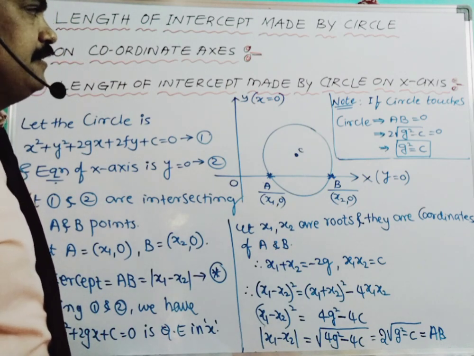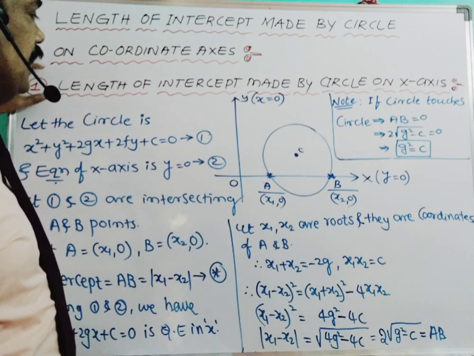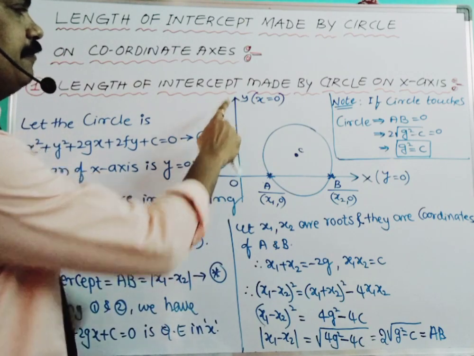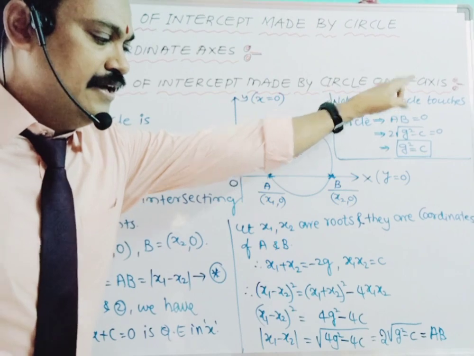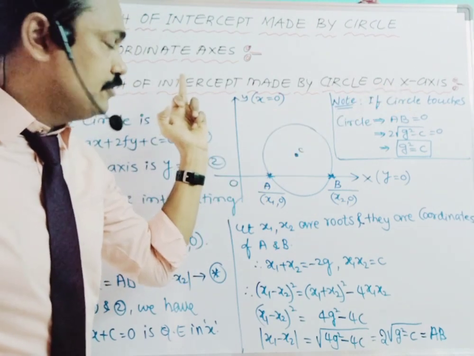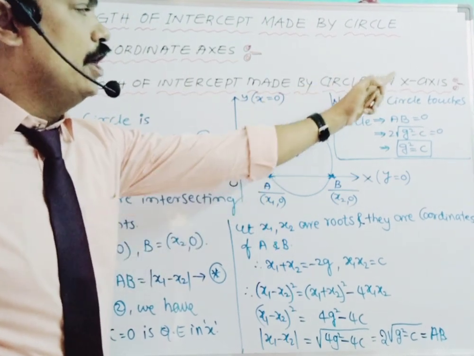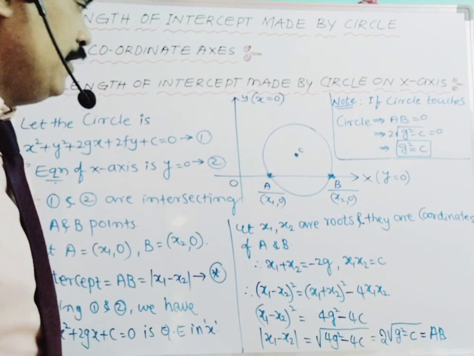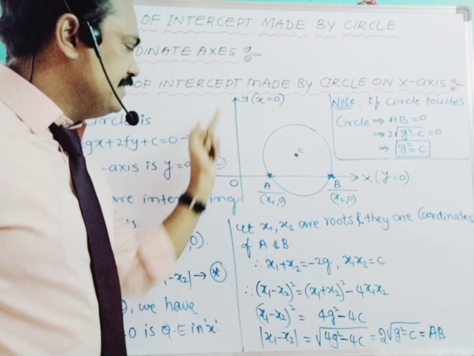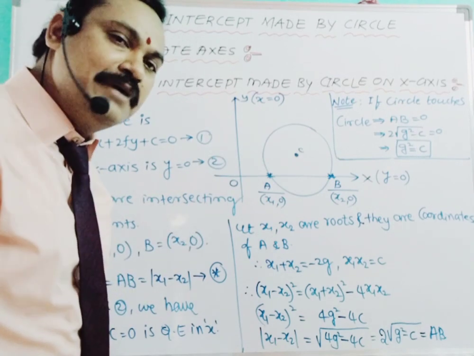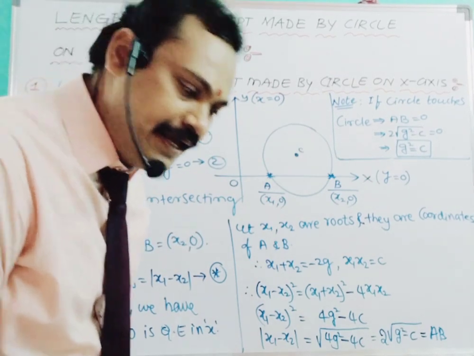In this, the first concept is the length of the intercept made by a circle on the x-axis. Before going to prove this, first I will explain this diagram. So what is meant by intercept?